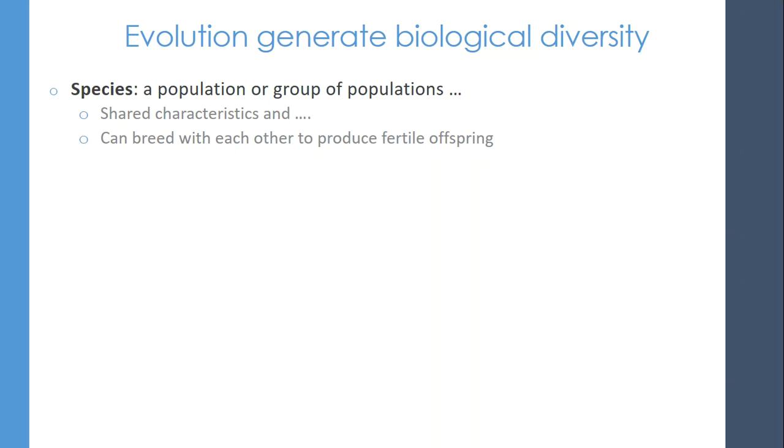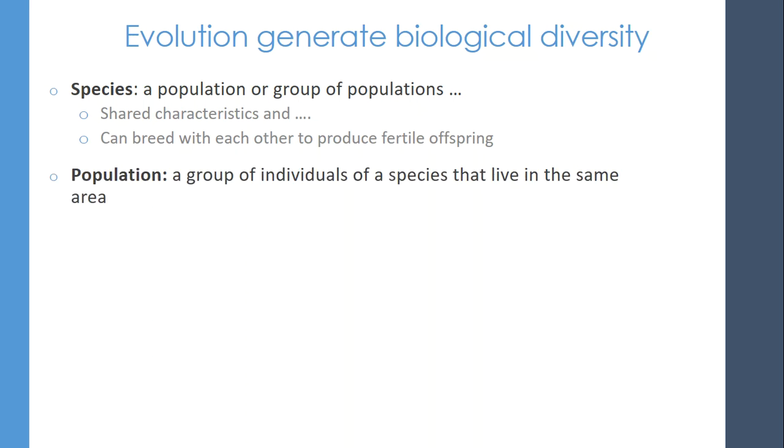So again, evolution generates biological diversity. A species is a population or a group of populations that have shared characteristics and can breed with each other to produce fertile offspring. Sometimes they look very similar in a species. I'll show you an example, and sometimes they don't. A population is a group of individuals of a species living in the same area. So you can have two populations of a given species living in two separate areas that aren't intermingling, and eventually over a long period of time, the odds are pretty good because of that geographic separation that they will evolve into separate species.